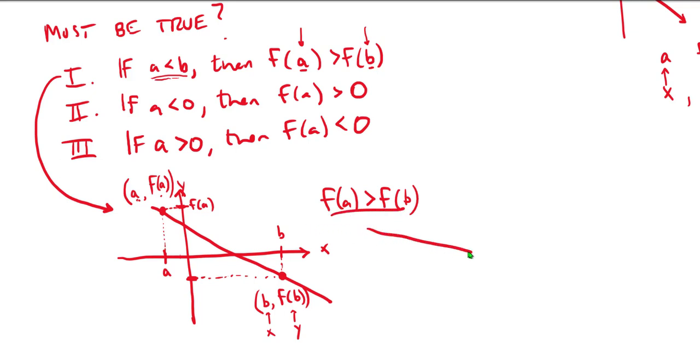If I take a negatively sloped line and I think of one x value here that is less than another x value here, right? This x value is to the left of this x value, so that first x value is less than the other.